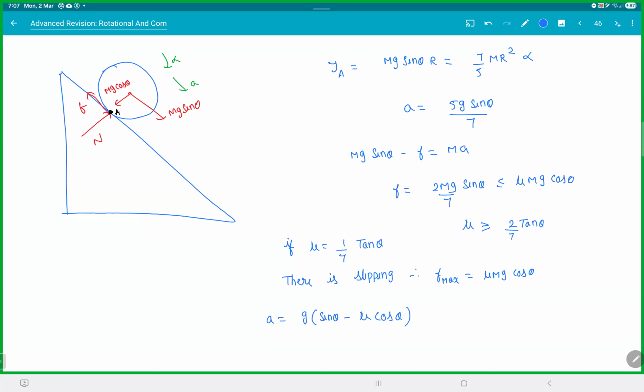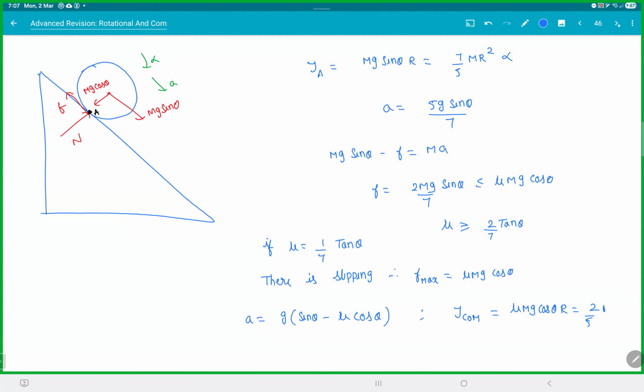Acceleration is found. Now you can't take torque about A, you have to take torque about the center of mass. Torque about the center of mass will be only due to the friction, which is mu mg cos theta into R, equal to 2 by 5 mR square alpha. Now a is equal to R alpha condition won't be satisfied because it is slipping. So you'll get alpha from here and a from here. You got a separately and alpha separately. You can substitute the value of mu there, 1 by 7 tan theta.